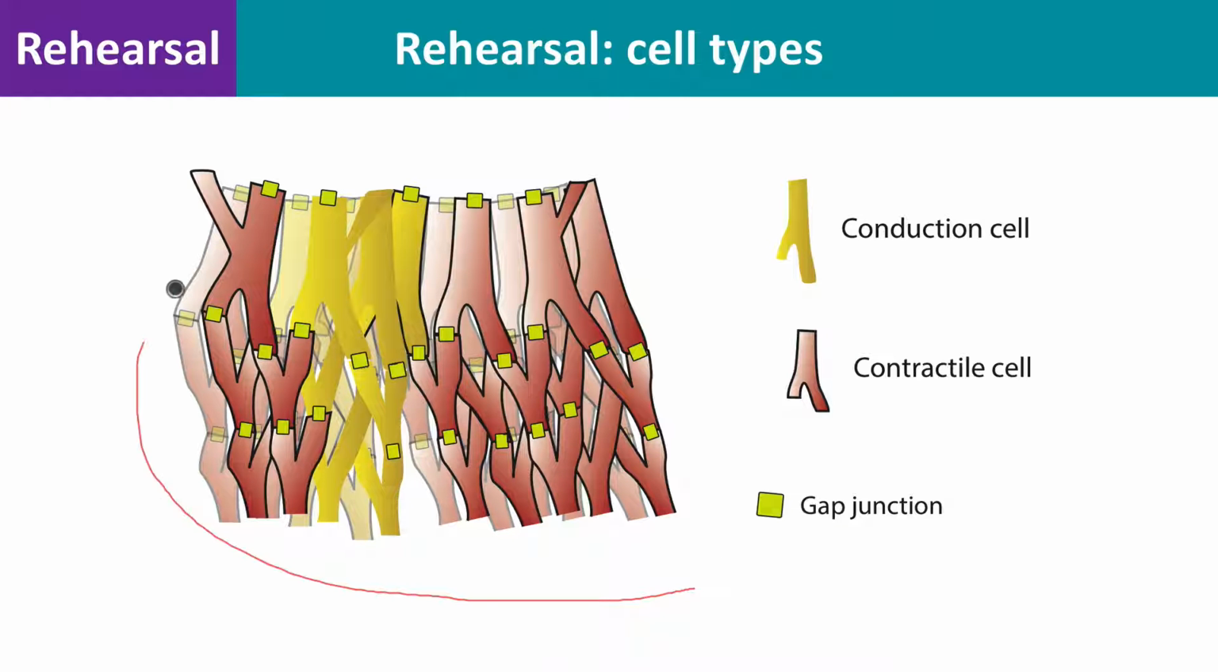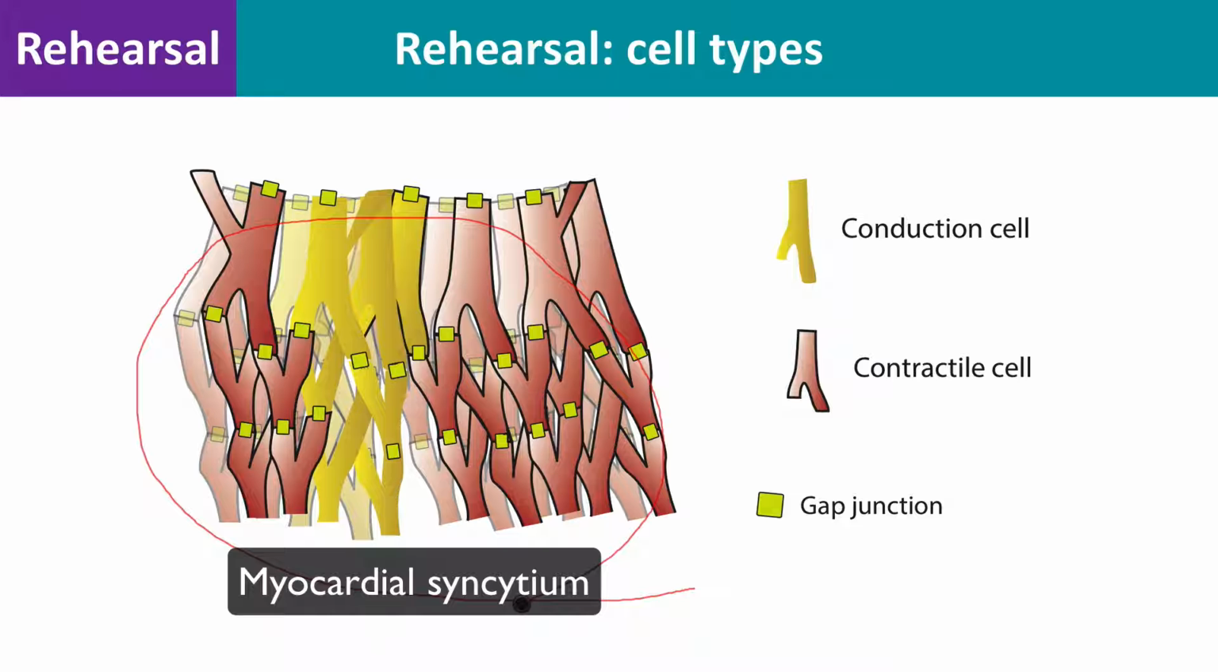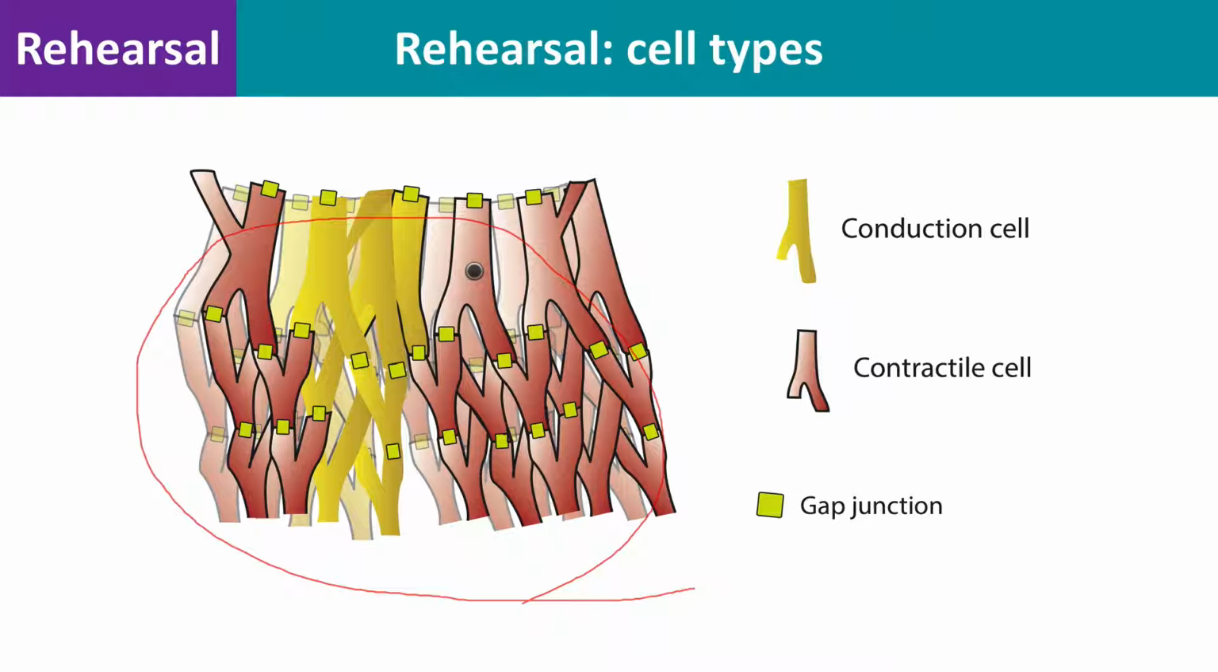This image shows the myocardial syncytium. And the myocardial syncytium is simply the architecture of the myocardial tissue. On this image, the yellow cells are the conduction cells and the red cells are the contractile cells. As mentioned previously, the conduction cells primarily spread the cardiac impulse through the heart. These cells do not contract, they just spread the impulse rapidly to the contractile cells, which are the red cells. And then the contractile cells will contract as soon as they receive the electrical impulse.